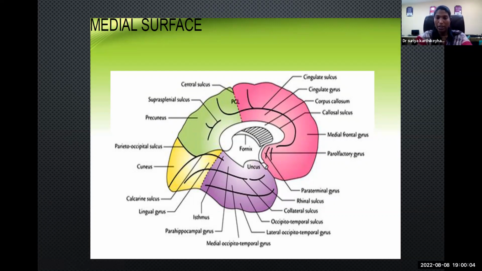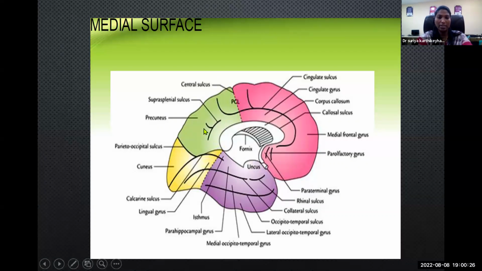So we are going to read about the gyri. We have an important gyrus, that is the medial frontal gyrus. The cingulate sulcus will separate the cingulate gyrus from the medial frontal gyrus. So above we have the medial frontal gyrus, and then above the corpus callosum we have the cingulate gyrus. This is the cingulate gyrus.